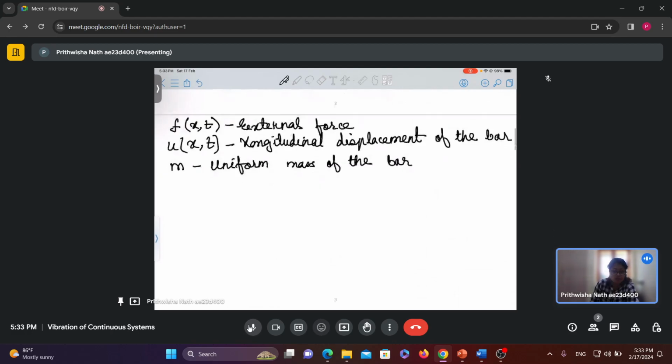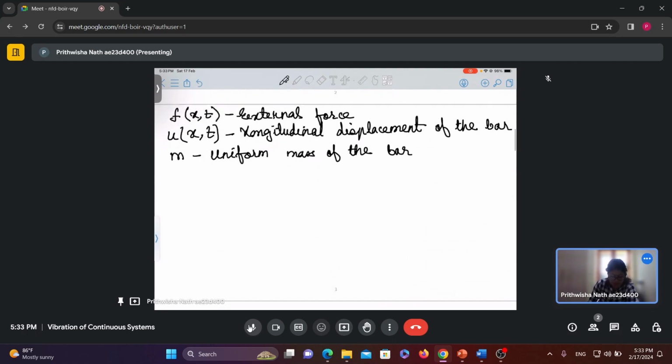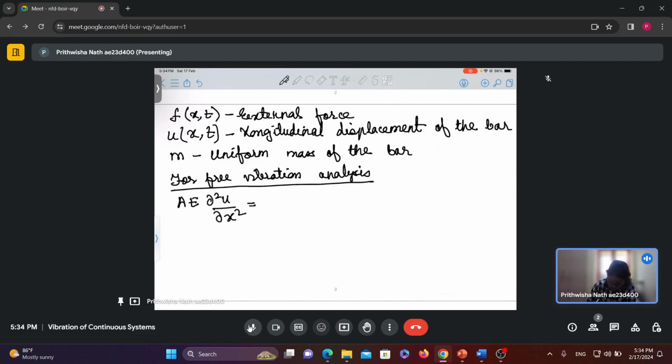For free vibration analysis, F(x,t) is 0. So the equation becomes like this.